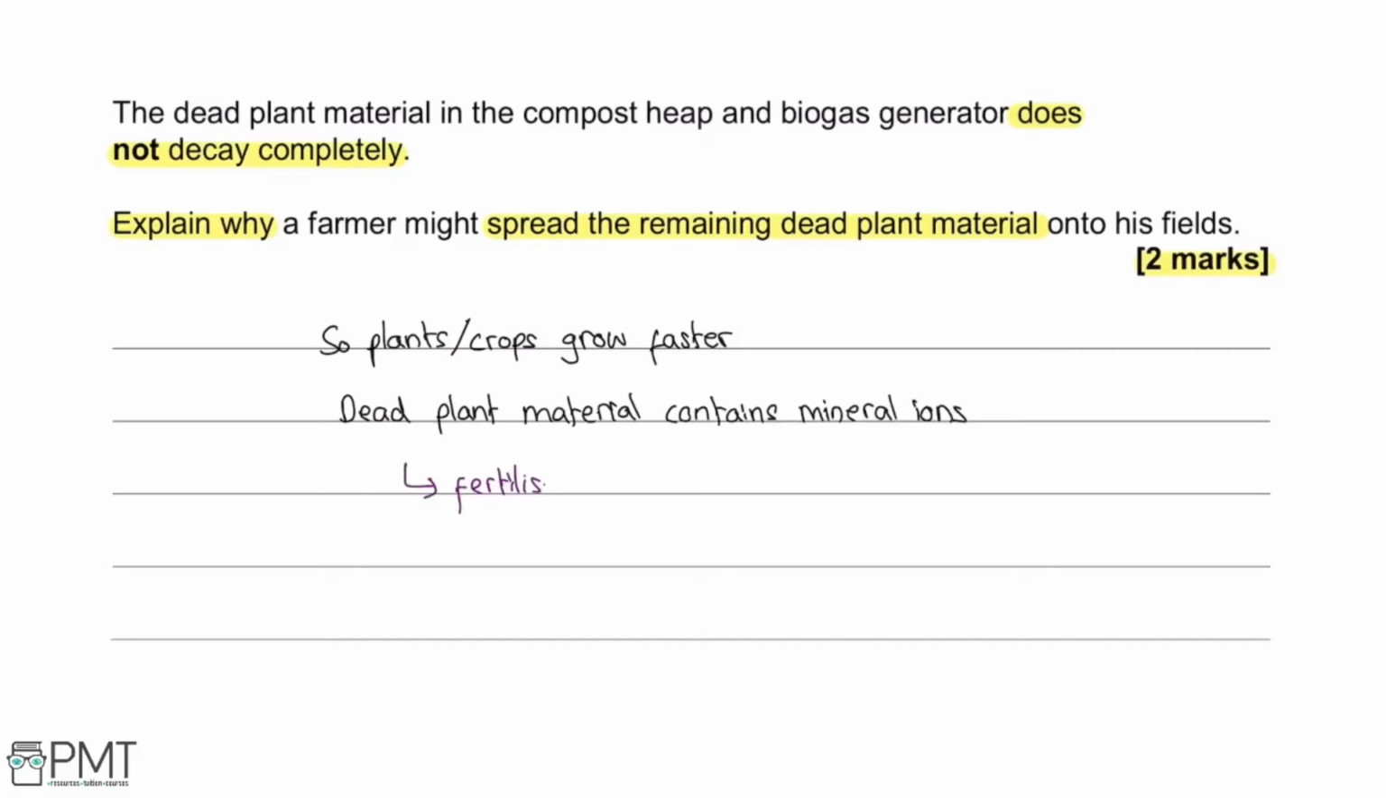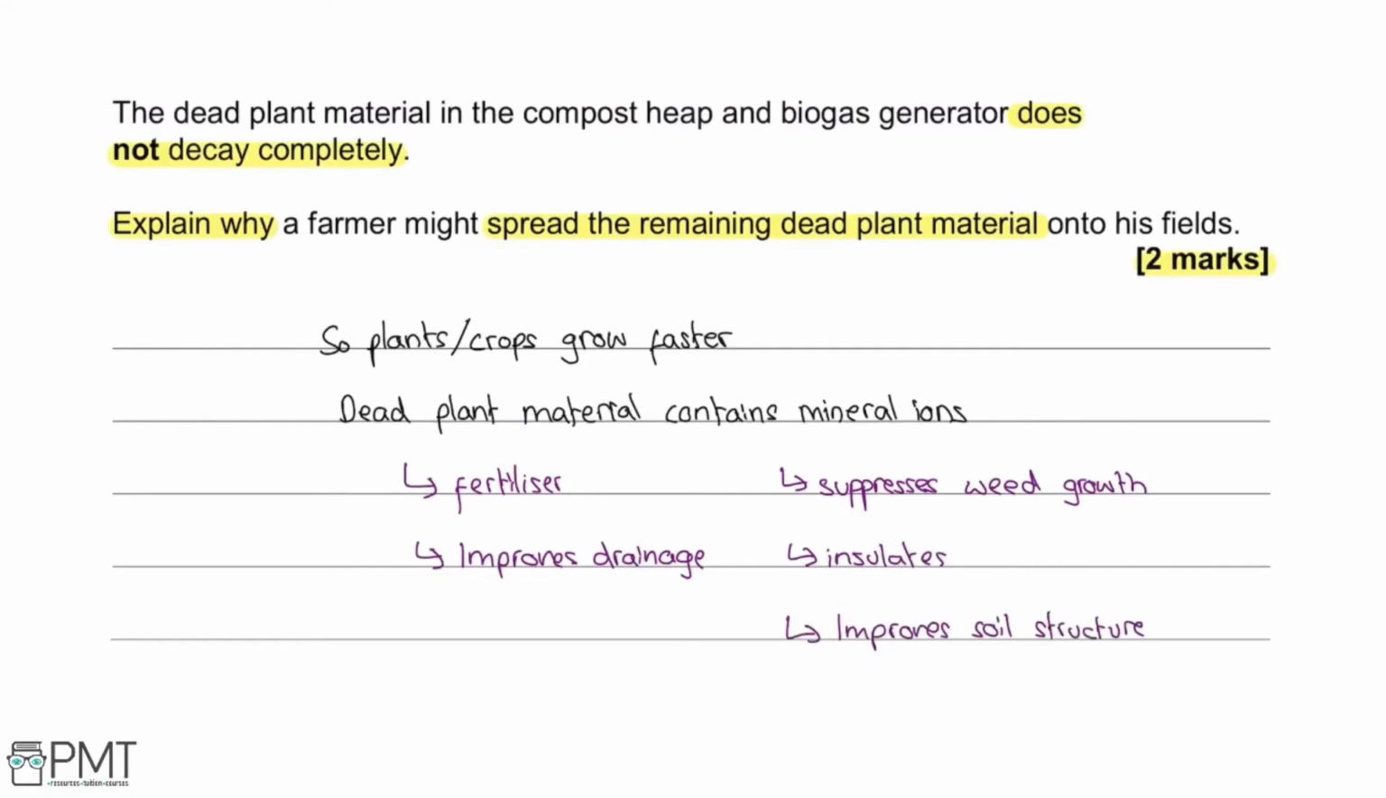And the mark scheme will allow you to say this in quite a few ways. So you can say that it's a fertiliser, you can also mention that it improves drainage and suppresses weed growth, or you could say that it is an insulator and it will protect the plants from things like frost, and it improves the soil structure.